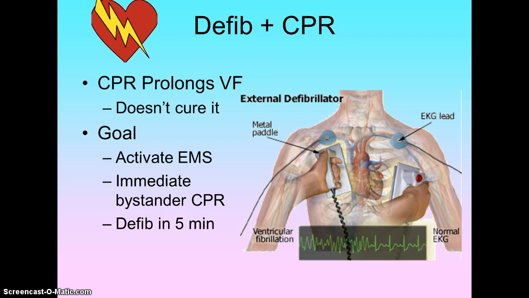Instead of what would normally have been maybe 6 minutes, maybe we get an extra 3 out of somebody doing CPR, and that 3 minutes may be the time frame that we get the defibrillator there. So that's what we're looking for. We're just buying some time to see if we can get a defibrillator there and see if we can get this going. So our goal is to activate EMS, do immediate bystander CPR, get as many people trained as we possibly can, and then defibrillate that patient within 5 minutes.